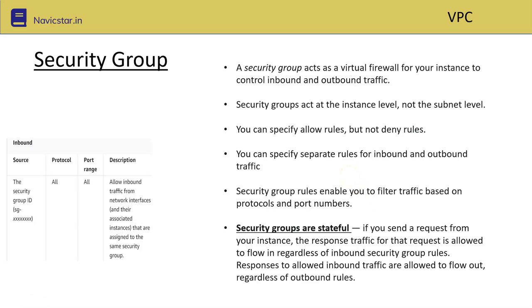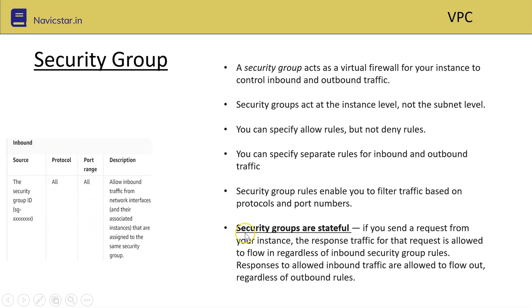You can specify separate rules for inbound and outbound traffic. Inbound rules here, and similarly I can add outbound rules. Security group rules enable you to filter traffic based on protocols and port numbers. I can define either all, or for example, if it is Telnet, port 23, if it's SSH, port 22, if it's HTTPS, 443, HTTP, port 80. All these ports and protocols we can define over here.